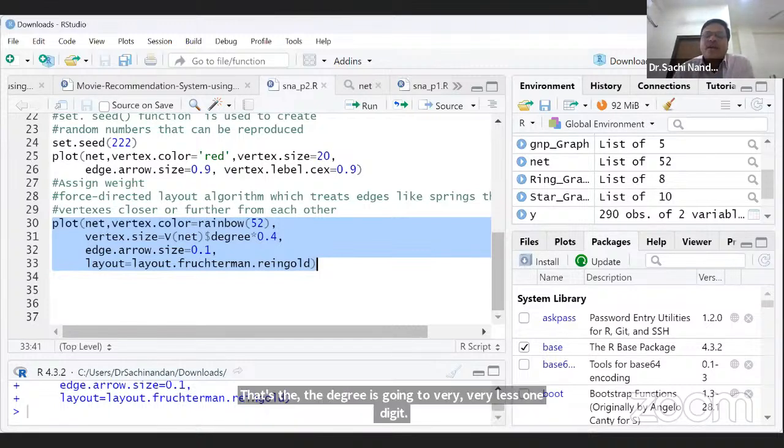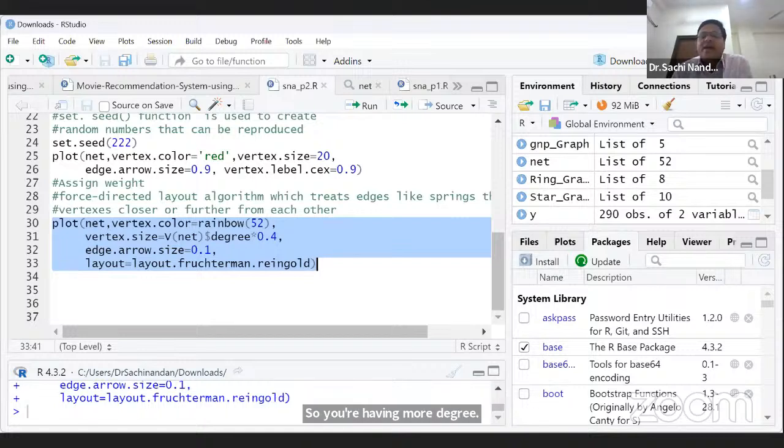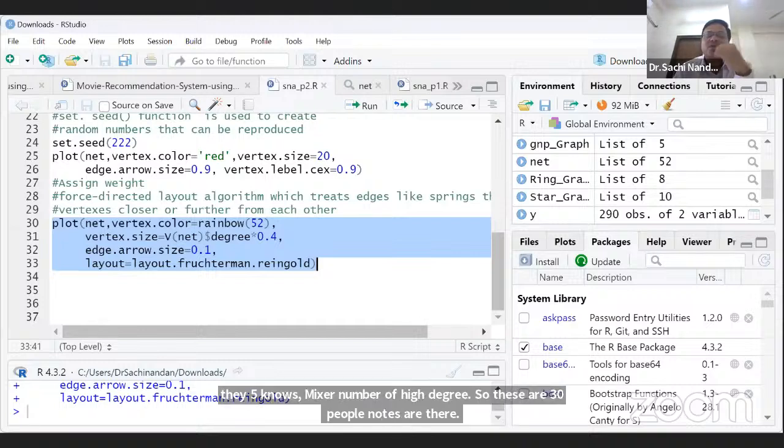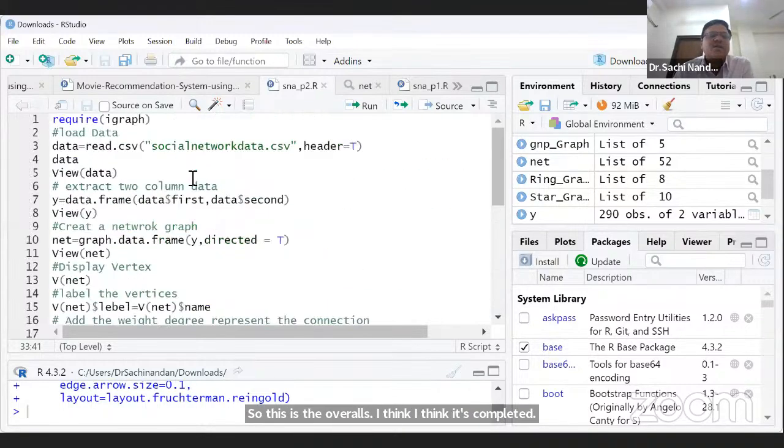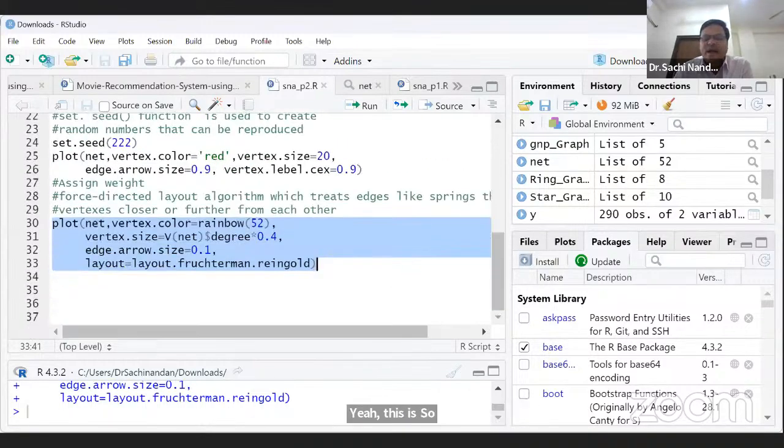So having more degree. So how many have more degree? In the visualization I told you, 35 nodes have the maximum number of high degree. So these are the 35 nodes. So this is called the data visualization technique in your data science, right? So this is the overall. I think it's completed. Yeah, this is completed. So anything you can ask me, any doubt?